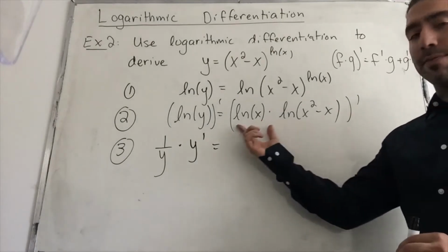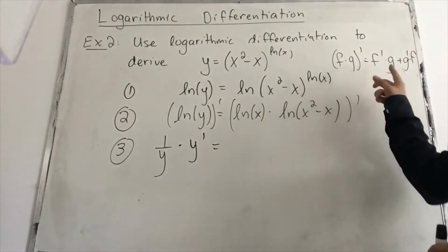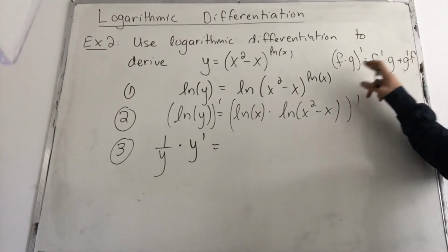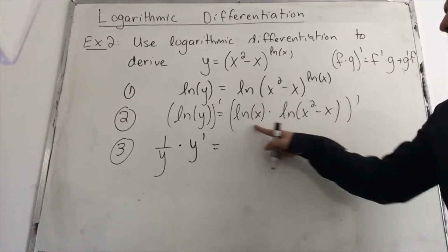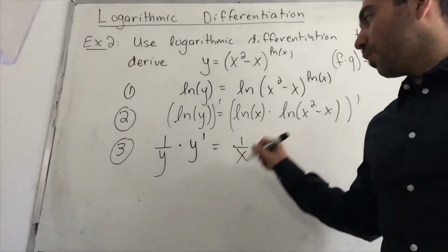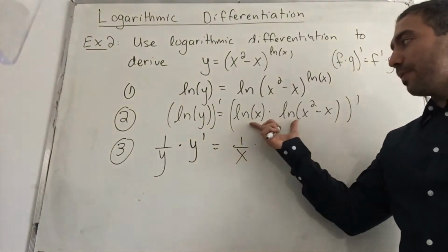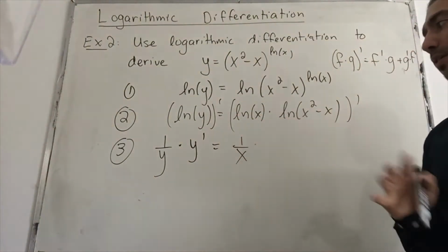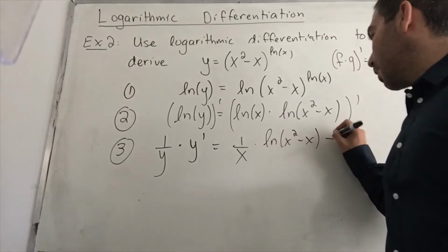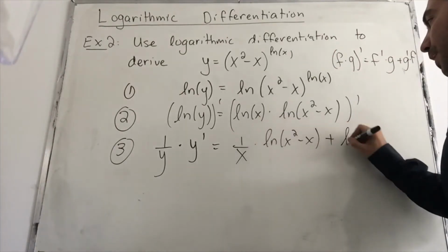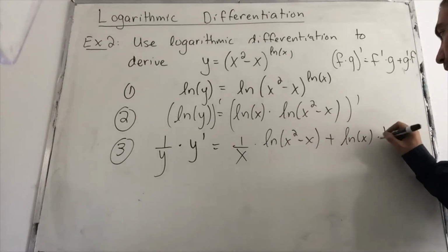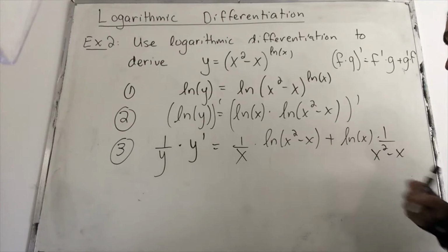On the right-hand side, we have, again, a product rule. So let's apply the product rule: the derivative of the first times the second, plus the derivative of the second times the first. The first function we have is ln of x. Its derivative is 1 over x. Here we don't have to multiply by y prime. Remember, we're differentiating with respect to x, and there are all x's here, so we're okay. Times ln of x squared minus x, plus, now the first one we leave, ln of x, and we take the derivative of the second term, times 1 over x squared minus x.